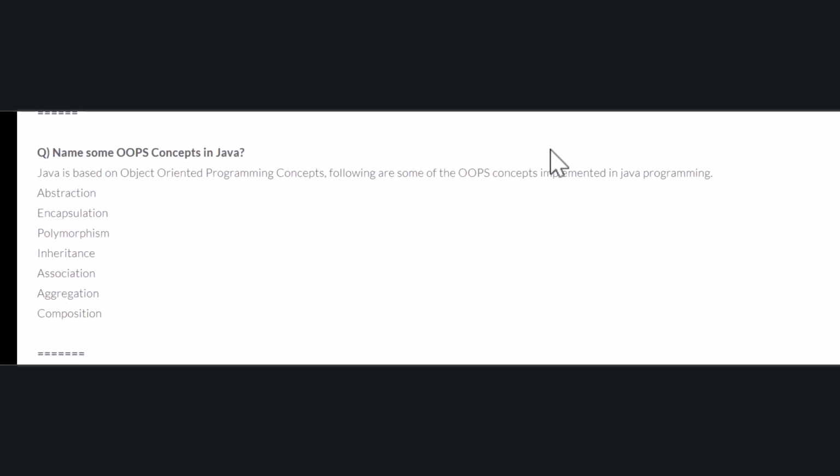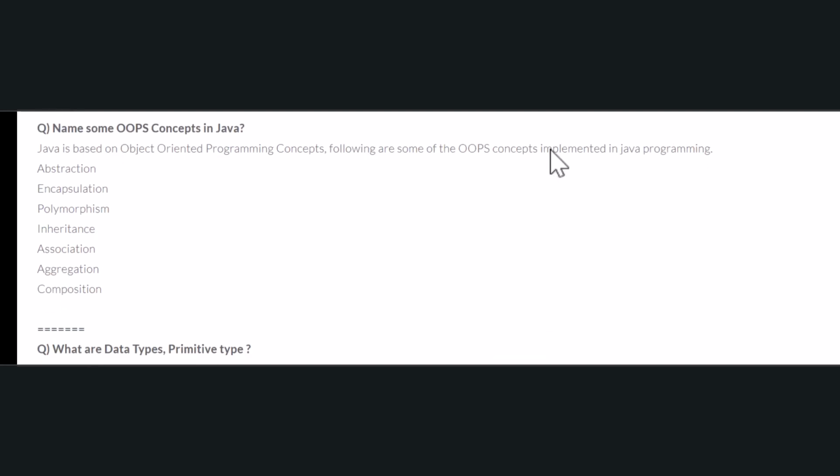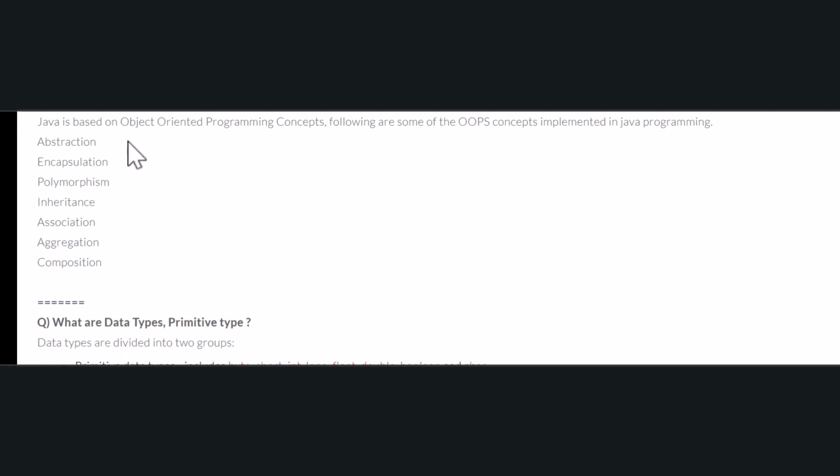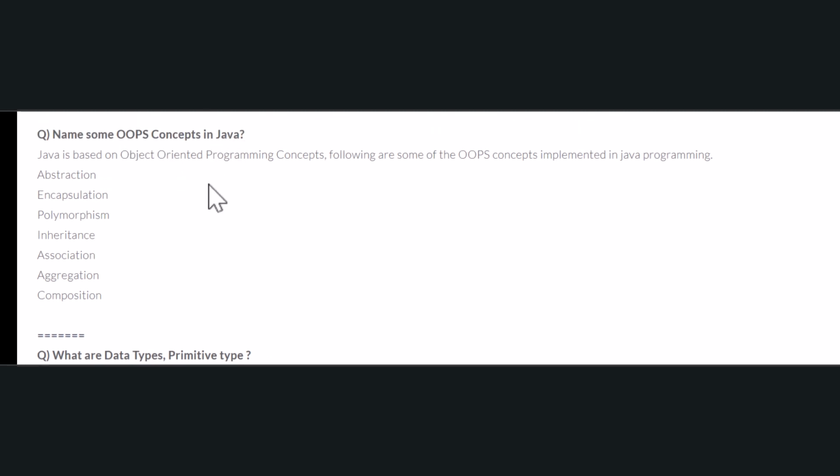In Java, let's see a few of the important questions. Name some OOPS concepts in Java. Java is based on object-oriented programming concepts. Following are some of the OOPS concepts implemented in Java programming. Some of them are abstraction, encapsulation, polymorphism, inheritance, association, aggregation, and composition.